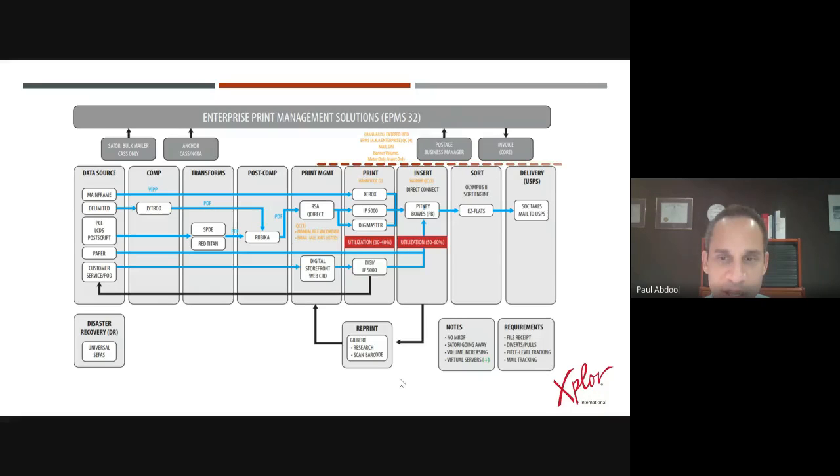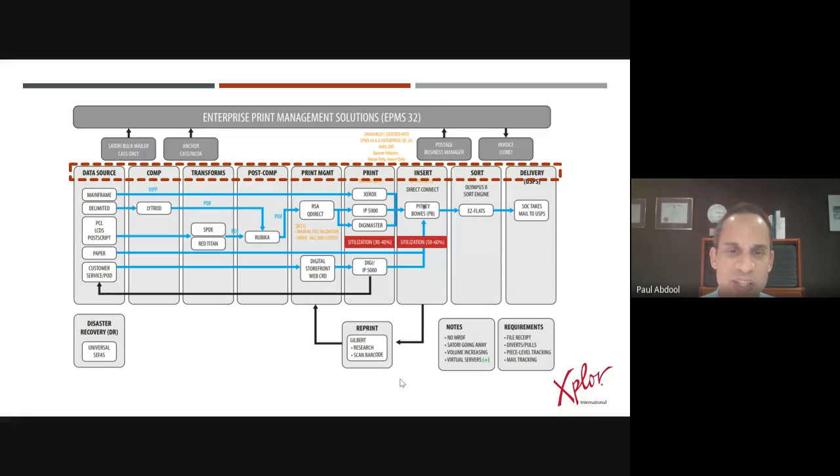So what does it look like? There's a big workflow. Here's a sample one where it starts on the far left from the data source. This information is composed, it's transformed, it's adjusted for operations, it's watched throughout the entire process, it's printed, inserted, sorted, or electronically distributed, and it might even end up in a postal system or multiple postal systems along the way.